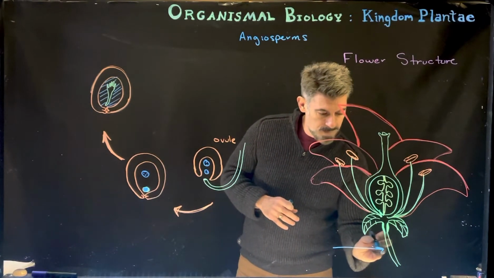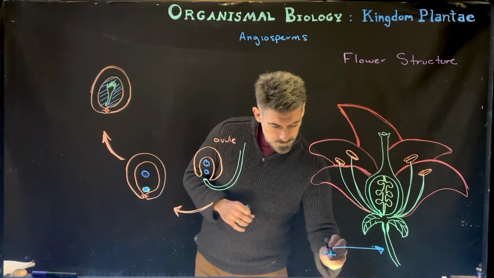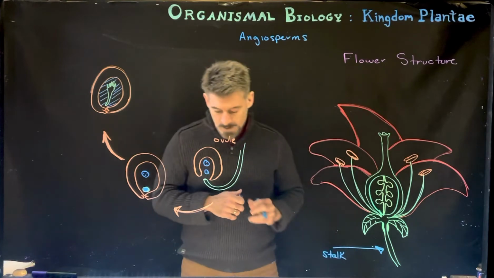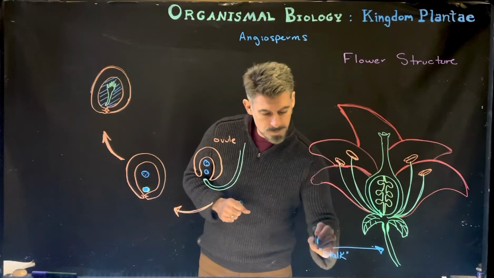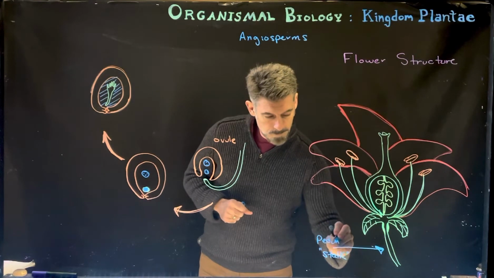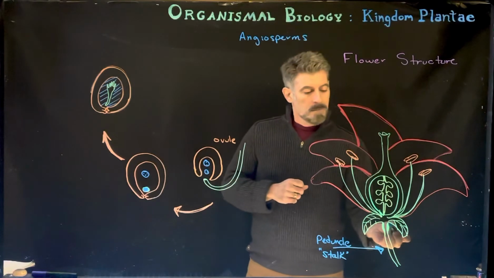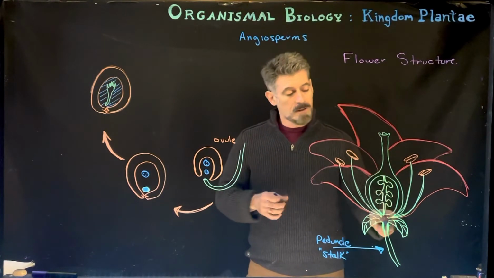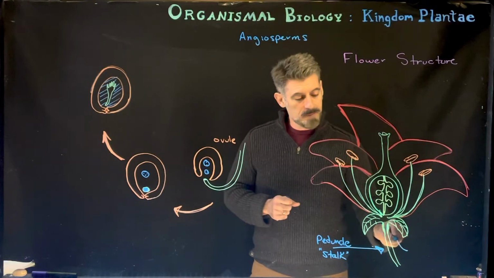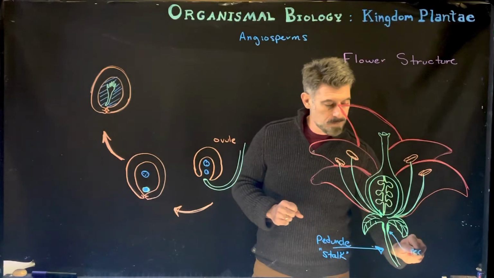Starting off here, the flower is growing on a stalk. And that stalk has a name. Typically the stalk is referred to as a peduncle. At the top of the peduncle, the region that then actually attaches to the growth of the flower itself, it widens up a little bit. It's an area called the receptacle.